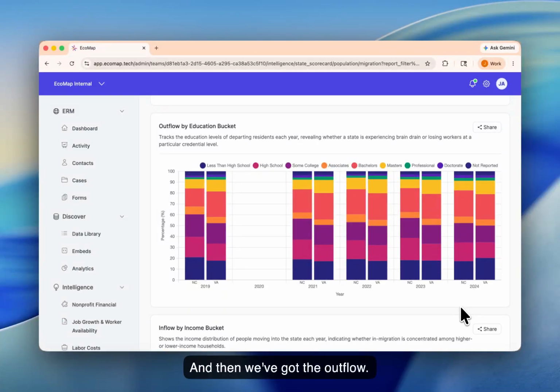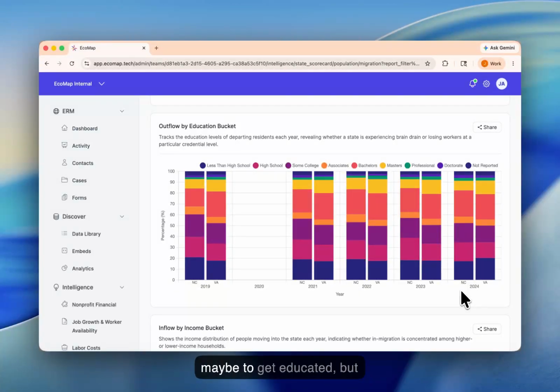And then we've got the outflow, same thing, of folks leaving these states each year. We can see whether a lot of folks with college degrees are leaving these states. Are retirees leaving? If a lot of bachelor's and master's graduates were leaving the state, that's something that people often refer to as brain drain.